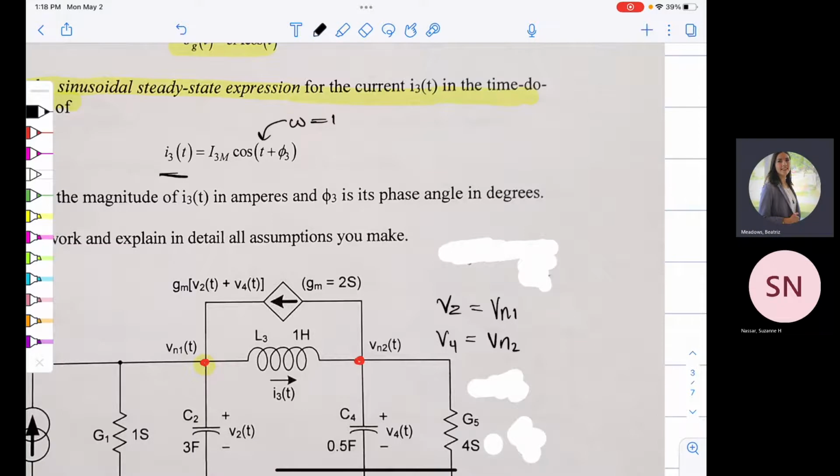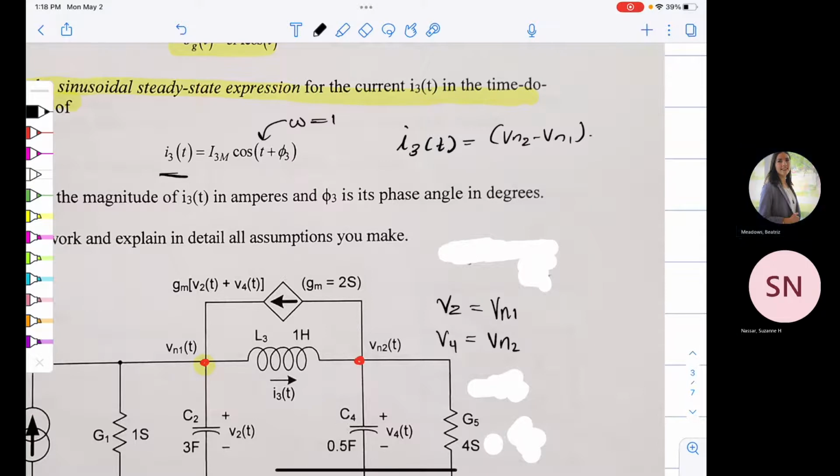How can we put that in terms of things that we're solving for? VN2 minus VN1, or multiply by the admittance. So you said VN2 times what? It should be VN1. Let's put a polarity on our inductor and maybe that will help us. Which side has a plus sign? Plus sign on the left. Okay, good.